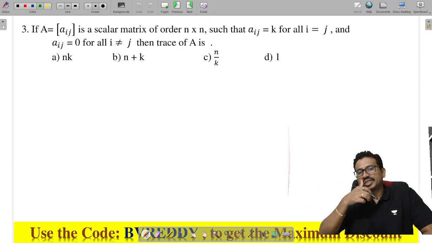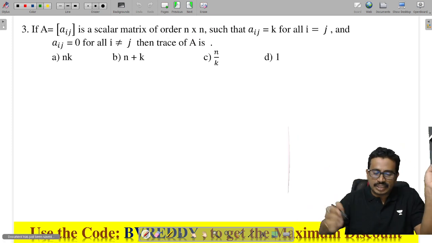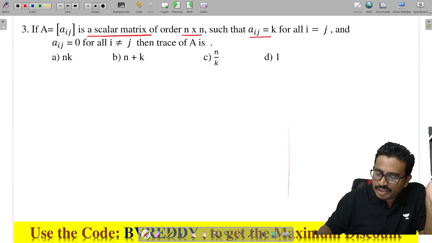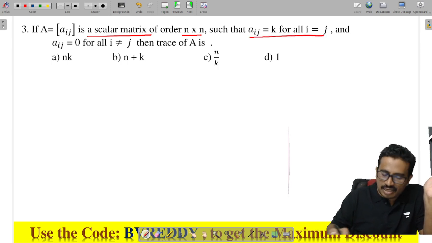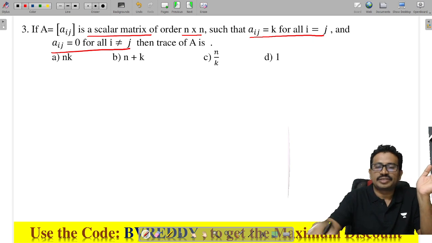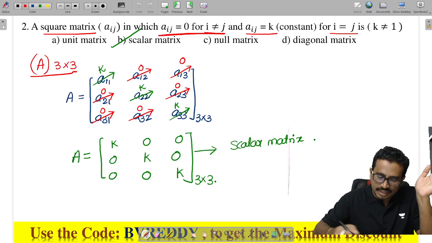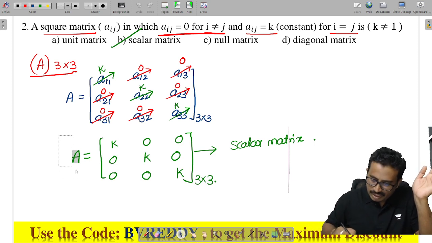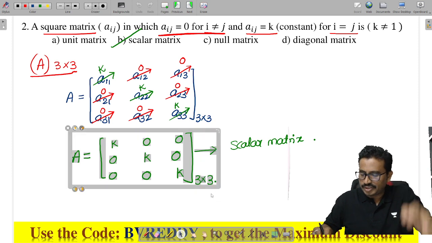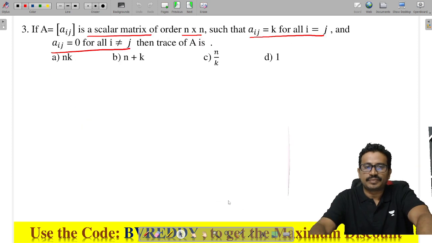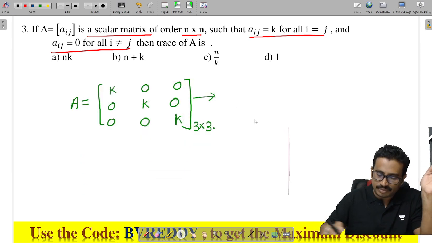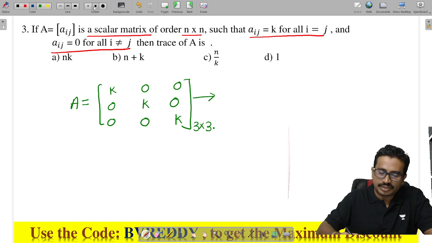Next, see the next problem, which is also similar to the earlier one. The square matrix is of order n cross n. Now aij is equal to k for i equal to j, and equal to 0 when i is not equal to j. This is exactly the same data provided as in the previous problem. Now I can simply copy this and consider the matrix like this, a 3 cross 3 matrix.